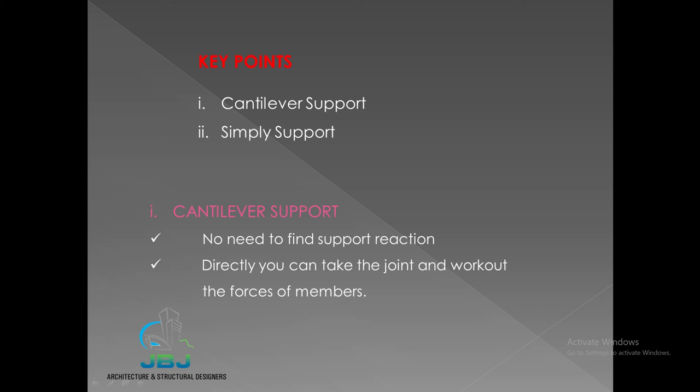There are two conditions when you are going to analyze cantilever support trusses. First, there is no need to find any support reaction, because in the cantilever support one end is fixed and the other end is free, so no reaction will happen at the support. Second, you can directly take the joint and work out the forces of the members. Just take the joint from this diagram, draw the free body diagram at that particular joint, and then you can directly find the forces of every member.